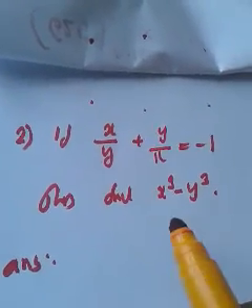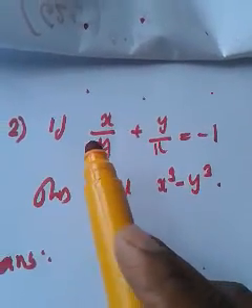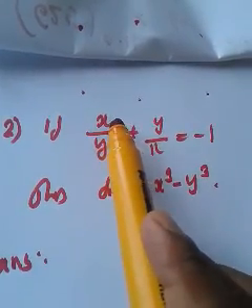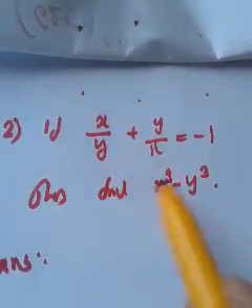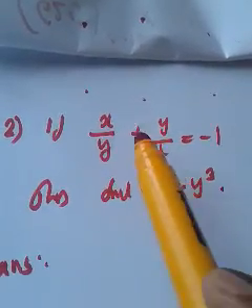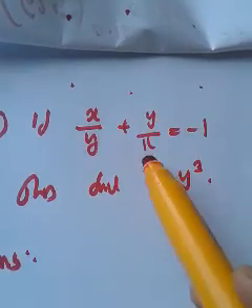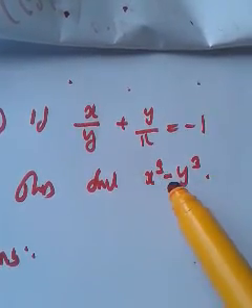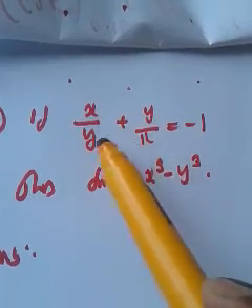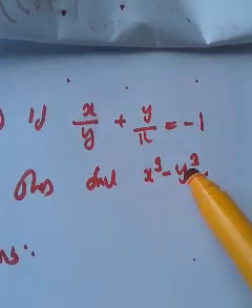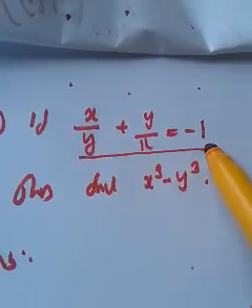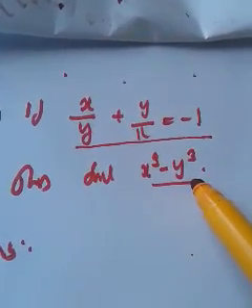The next question is a very important question. This kind of standard question we cannot see in the textbook. We have to go for this kind of material. If x by y plus y by x is equal to -1, then calculate x cube minus y cube. This is your question. This is the given thing. By using this information, you are supposed to calculate x cube minus y cube.